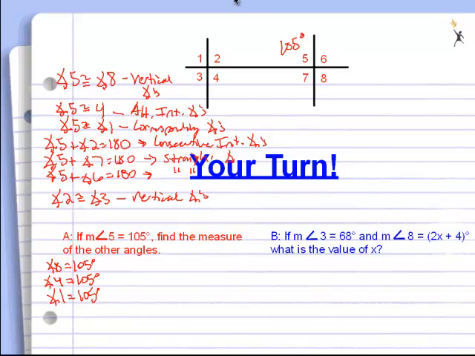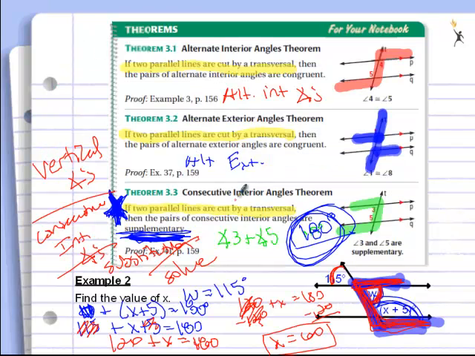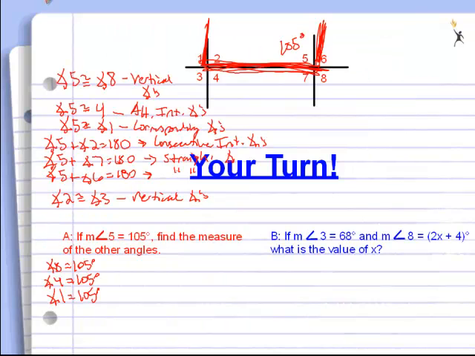Then I can see that angle 5 plus angle 2 are consecutive interior angles, which means that angle 5 plus angle 2 have to be supplementary or add up to 180. Again, that's the consecutive interior angle theorem that we just learned: consecutive interior angles of parallel lines cut by a transversal are supplementary. So I can set 5 plus 2 equal to 180. Then I would solve for angle 2 and find out that angle 2 equals 75 degrees.